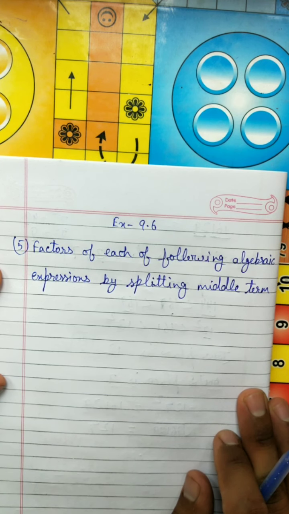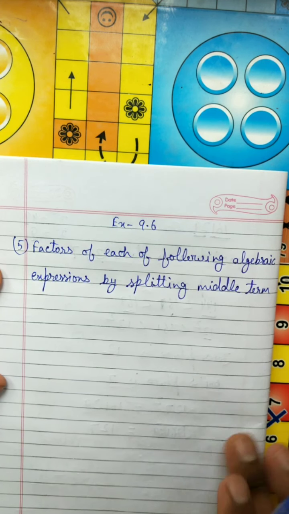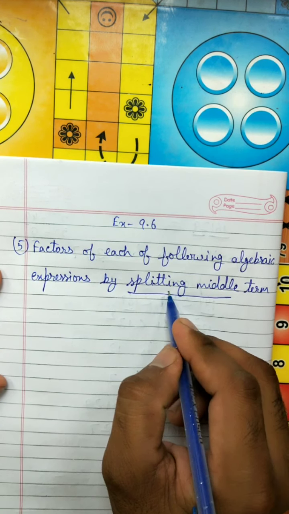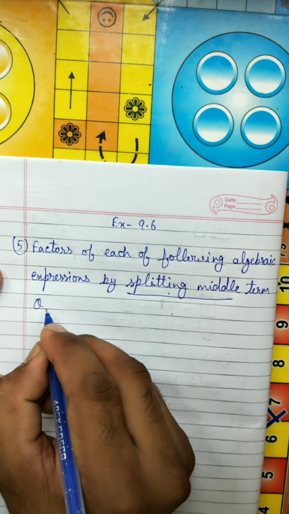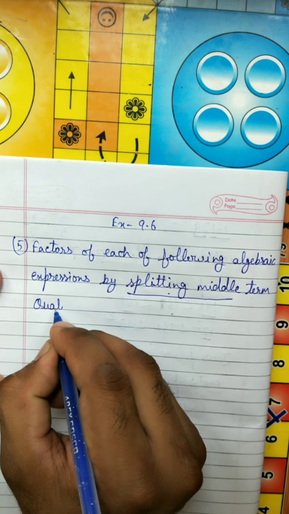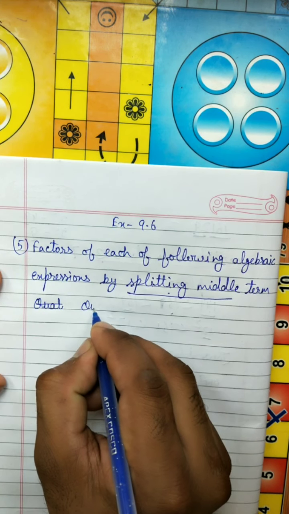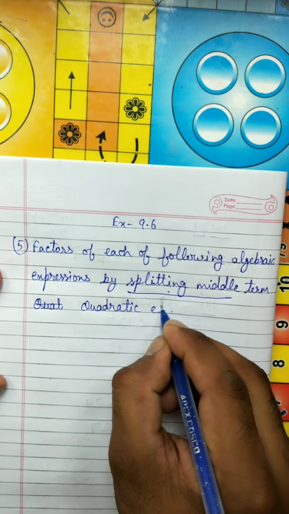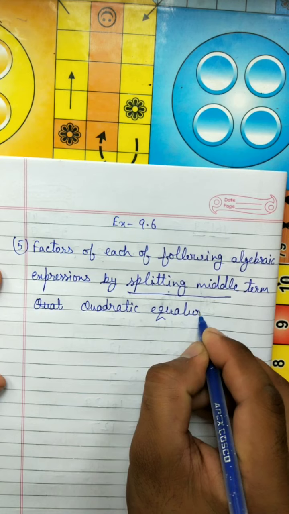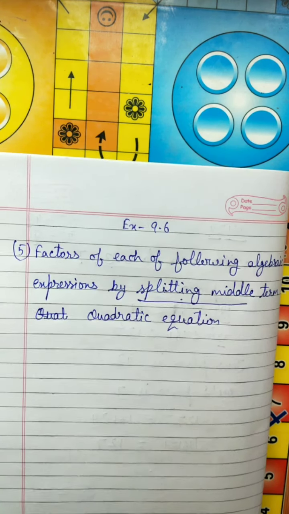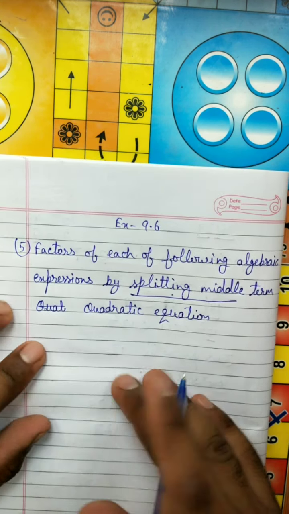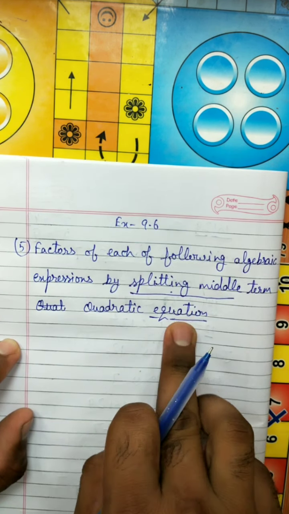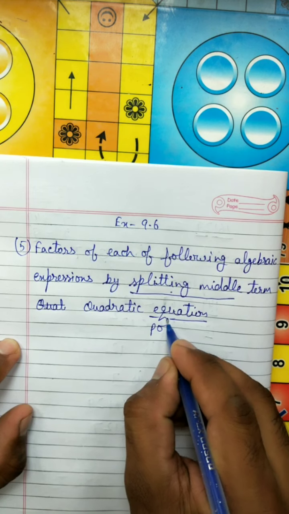Here, one of the most important topics is given: splitting the middle term, factorizing by splitting the middle term. This is applicable for quadratic equations only. Quadratic equations, or you can say equation when equality comes, then equation, otherwise it is polynomial.